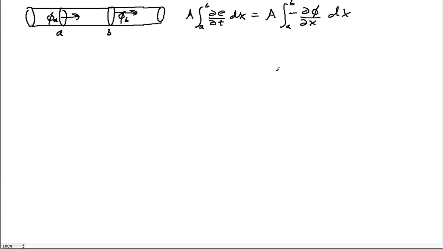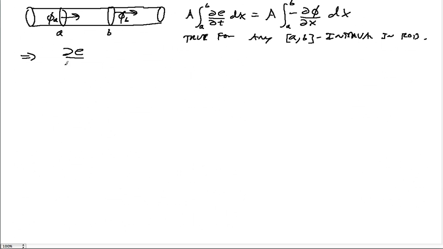All right, so this is true for any AB interval in the rod. So it should be true outside of the integral, and we can write down this equation here. All right, so we're almost there.